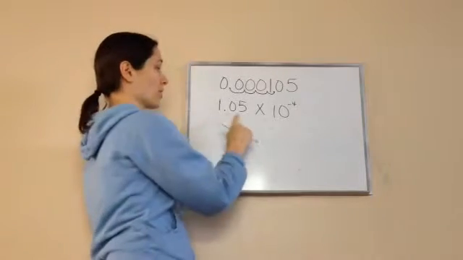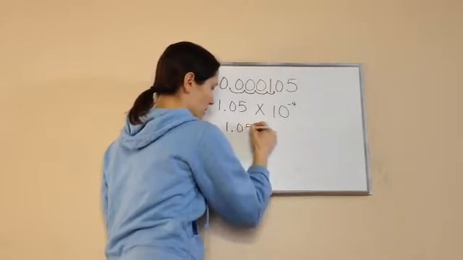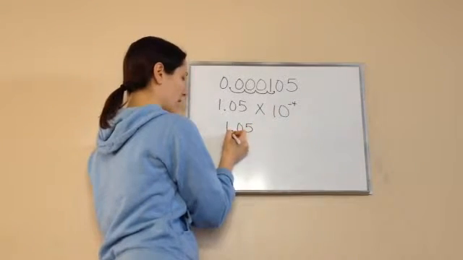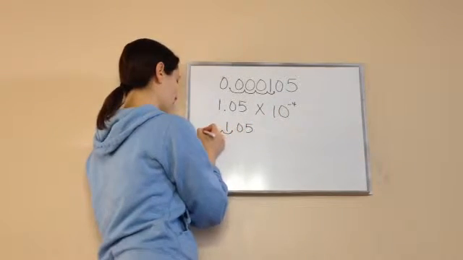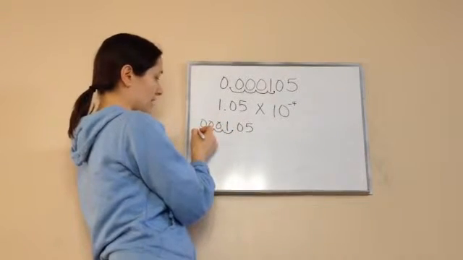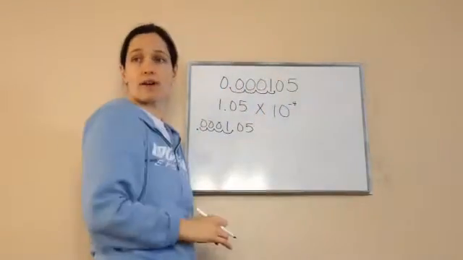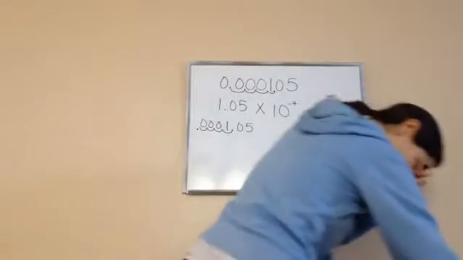Let's check our work. 1.05 times 10 to the negative 4 would be this. Negative 4 makes it go to the left. 1, 2, 3, 4. The decimal. Is my correct answer a decimal, 3 zeros, and 105? Decimal, 3 zeros, and 105. That means I've gotten it right. You feel like you understand?